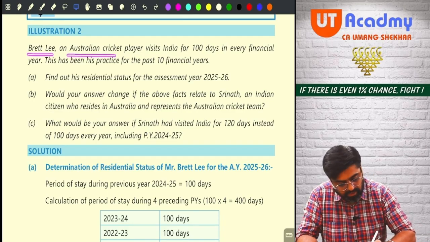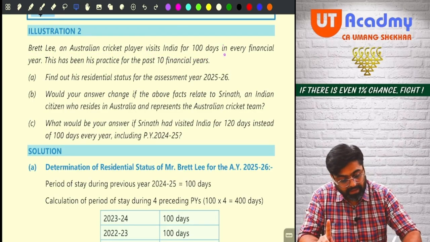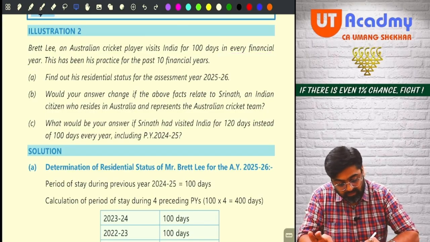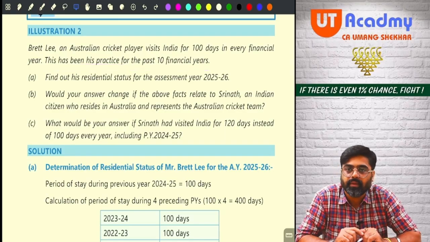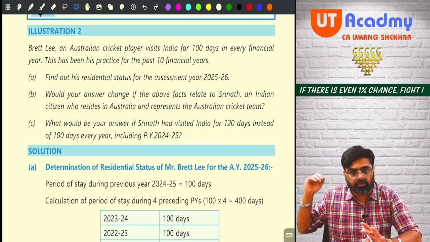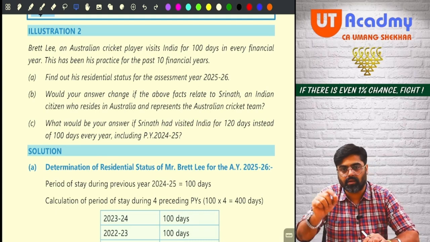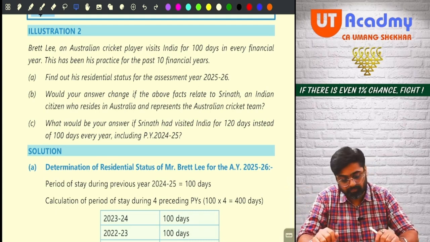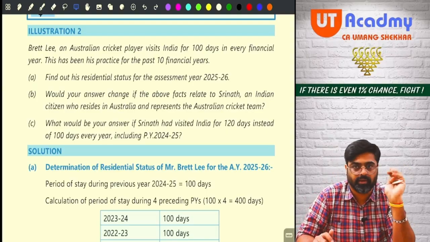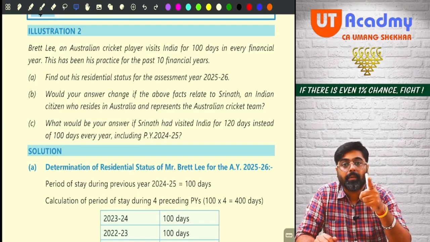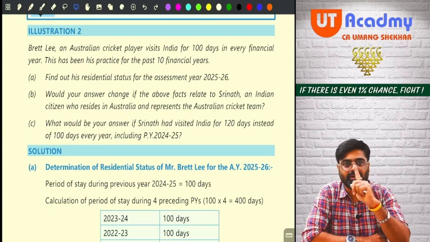Brett Lee, an Australian cricket player, visits India for 100 days in every financial year. This has been his practice for past 10 financial years. Meaning that since the last 10 years, he is coming to India every year for a visit of 100 days. Meaning that in the current year also, he might have come for a visit of 100 days.